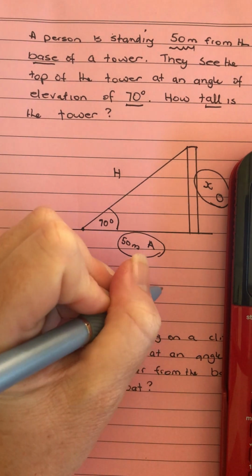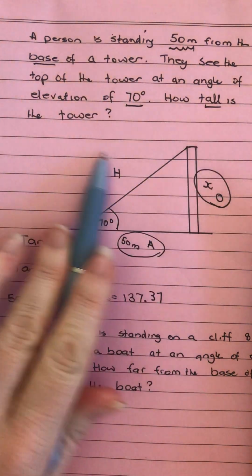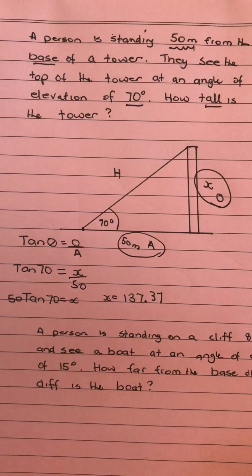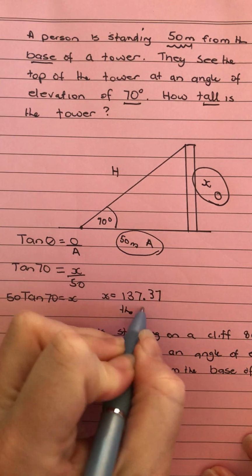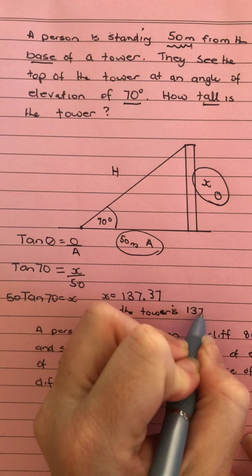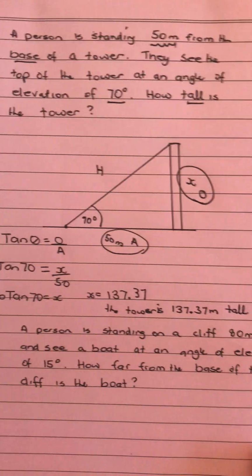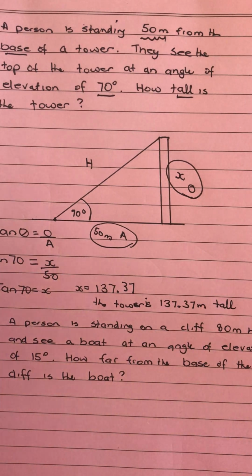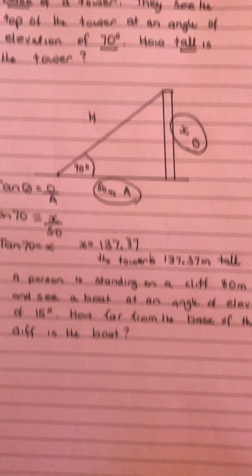Now remember, on these kind of questions that we've been given a worded question, so we need to write a worded answer. So we would write the tower is 137.37 metres tall. Now obviously that is a very, very, very tall tower, but we did have a very big angle of elevation that we were looking at.